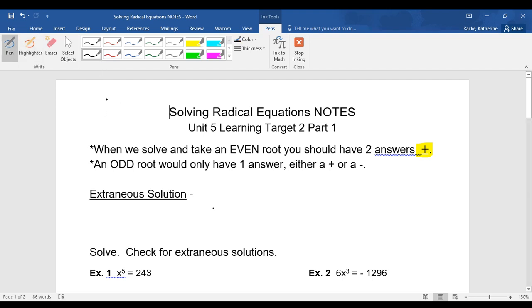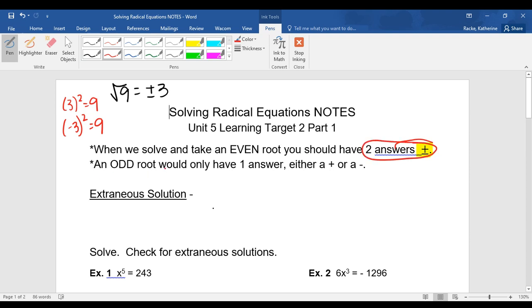So let's say if I took the square root of 9, my answer would be a positive and a negative 3. That's because 3 squared is 9, and also negative 3 squared, so negative 3 times negative 3, also gives me a positive 9. So that is why we get that positive and negative answer, okay?